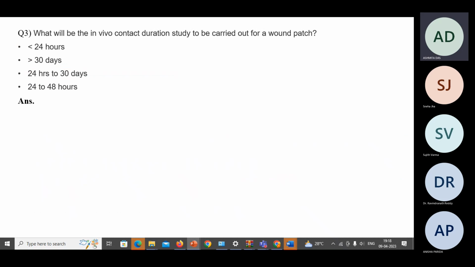Now moving to the third question. What will be the in vivo contact duration study to be carried out for a wound patch?